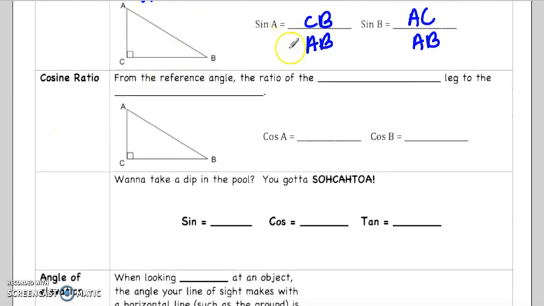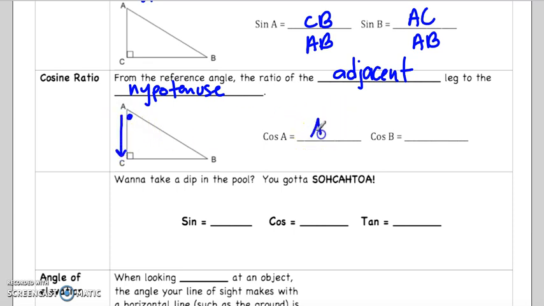Now, for the cosine, we are going to take the ratio of the adjacent leg and divide that by the hypotenuse. So to find the cosine of A, we're going to take the adjacent leg, the one it's touching. In that case, it would be AC. We're going to divide that by the hypotenuse, again AB. And now to find the cosine of B, we're going to take the adjacent leg, which in this case is CB, the one touching it, and divide that by the hypotenuse, which is AB. So those are the ratios that we're going to be using for the sine, cosine, and the tangent ratio.